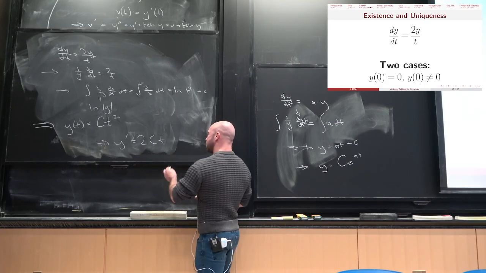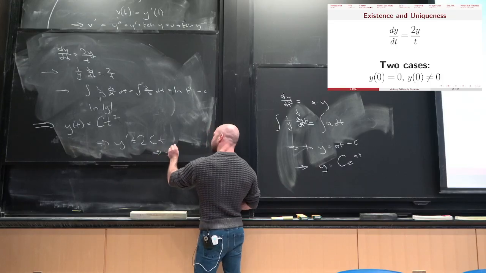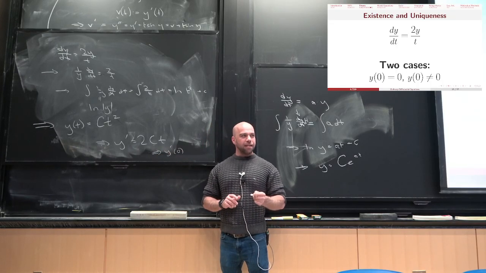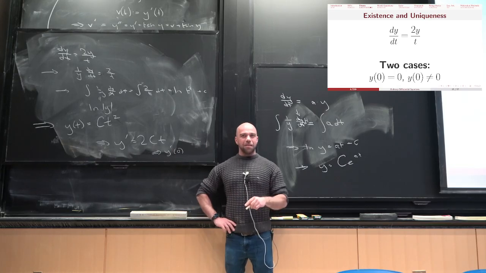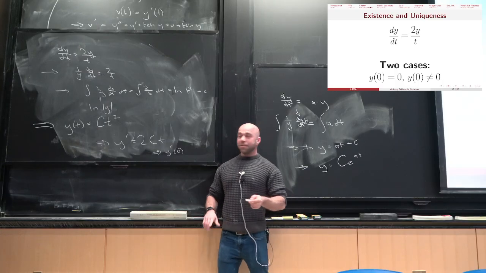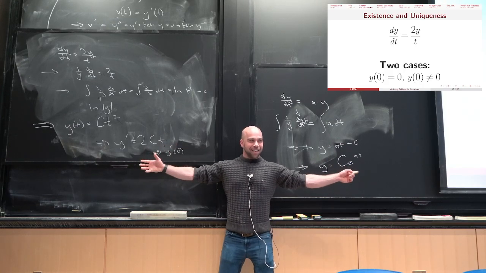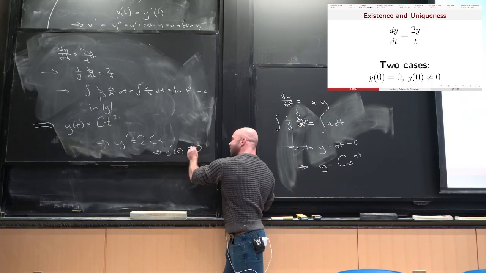What is y prime of 0? I heard a grunt that sounded like the right answer, but I'm going to wait until somebody speaks up. Undefined, not quite. What happens when I put t equals 0 here? What is 0 times c? Oh my gosh, you guys are killing me. On 3. 1, 2, 3. 0. Thank you. Okay.